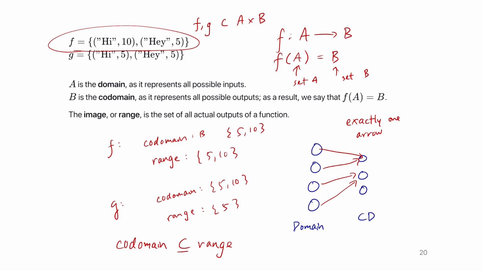You have a question? Sorry, yeah, it's the other way around. Good catch. The range is a subset of the codomain. Good clarification. Because the codomain is a set of all possible outputs, and the range is the set of all actual outputs. So the range might be equal to the codomain, but it might be smaller than it.